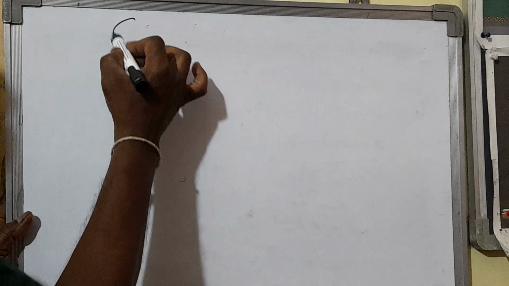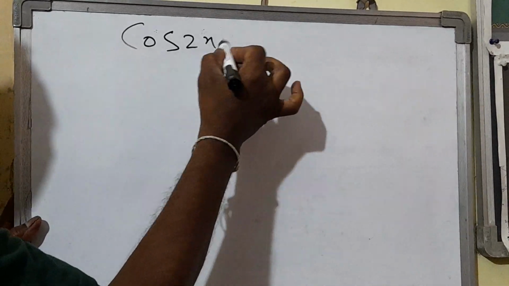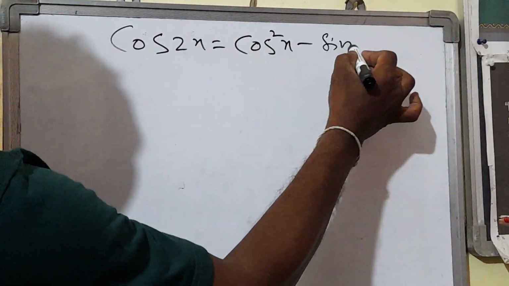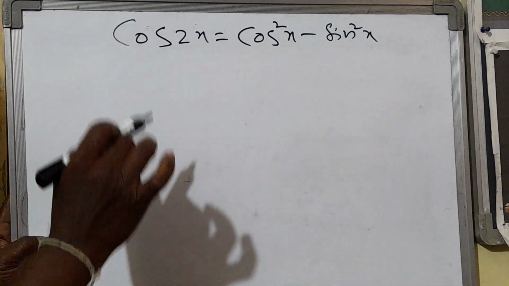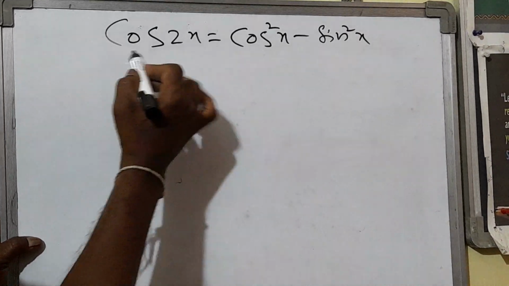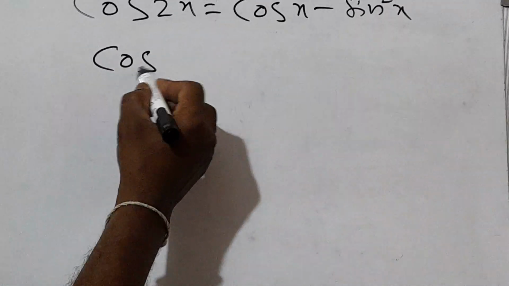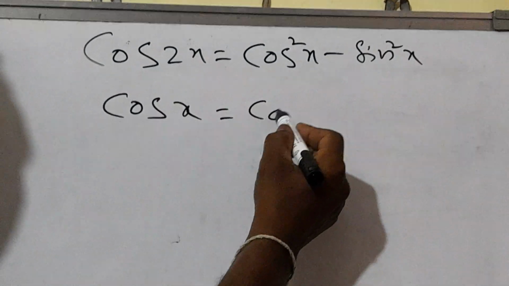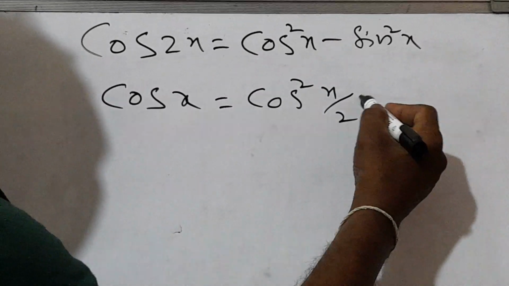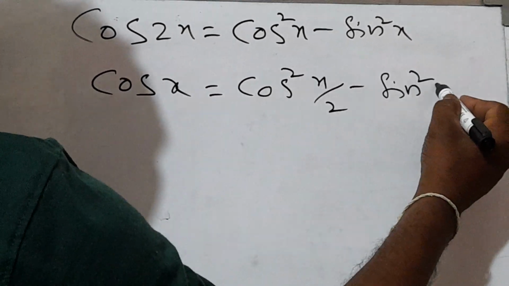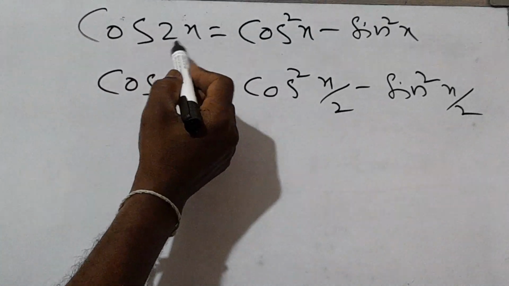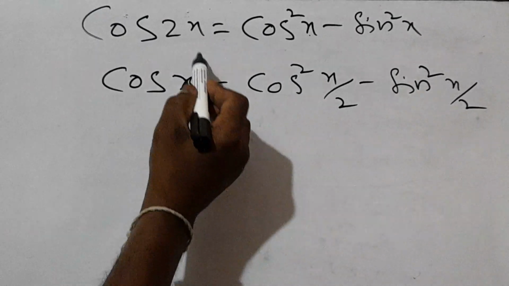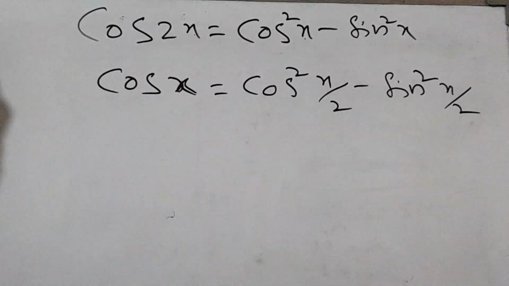Now let us see another sub formula of this cos 2x. The basic formula is cos square x minus sin square x. This is also called the half angle formula. Here we have cos 2x, but if you take only cos x, we are making the angle half, so it becomes cos square x by 2 minus sin square x by 2. See carefully here, this is cos 2x, so it was x and x. Whenever we take this as x, half of this, here also we should make a half.